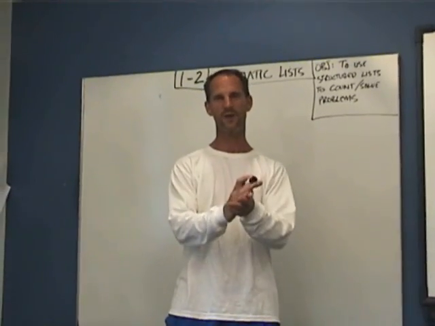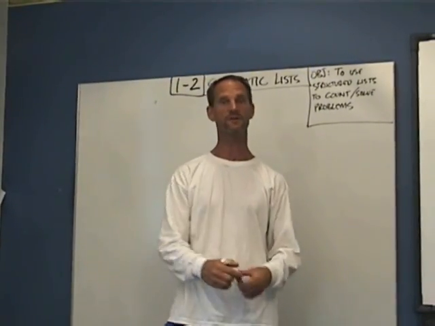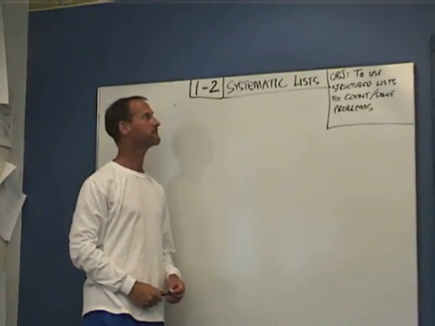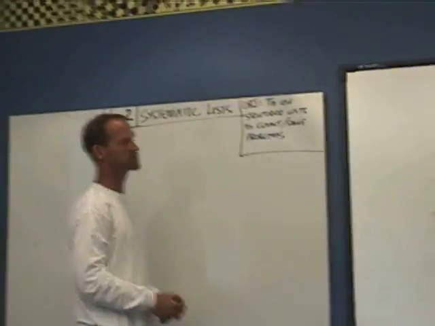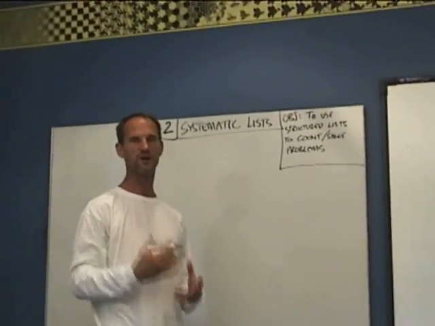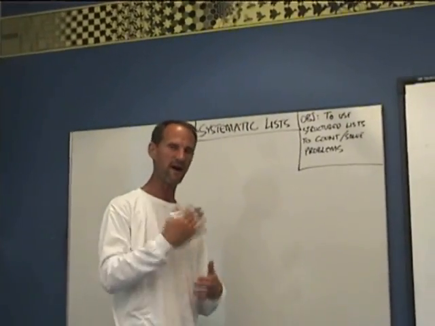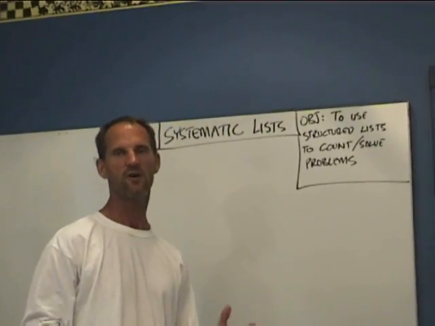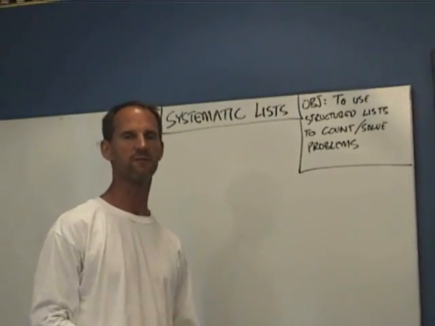Okay, hello everyone. We are at section 1.2, as you can see, systematic lists. Our objective today is just to be able to use a very structured list to approach a problem methodically, step by step, and to use it to either count or to organize or to solve a problem.